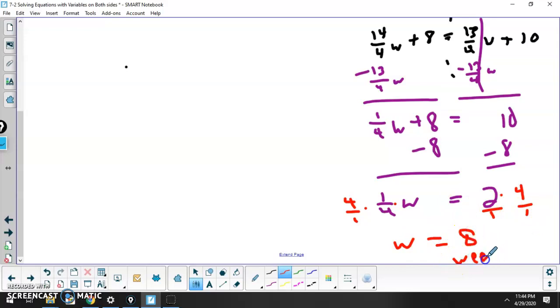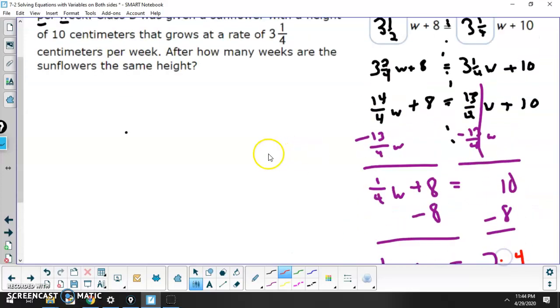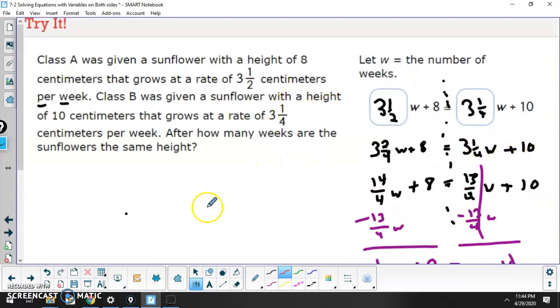So after 8 weeks, the sunflowers will be the same height. Class A will be the winner after 8 weeks, because it will keep on growing. Now, of course, this is all hypothetical.